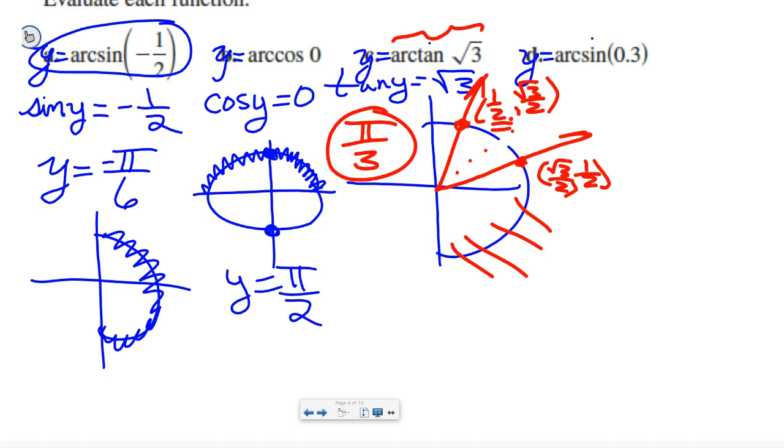What will your calculator give you for that? Go give it a whirl. Go arctan or tan inverse of root 3. It's going to say 1 point something something. How do I know that? What am I replacing pi with in my head?